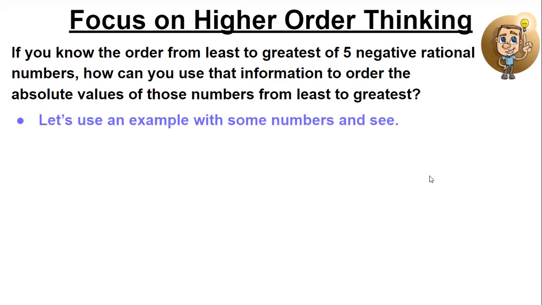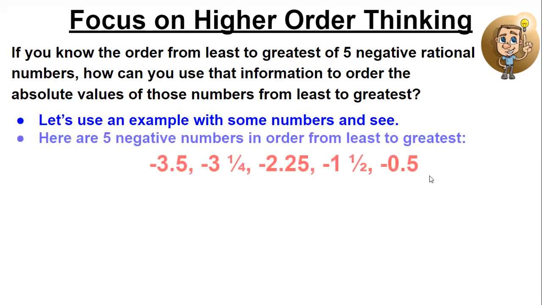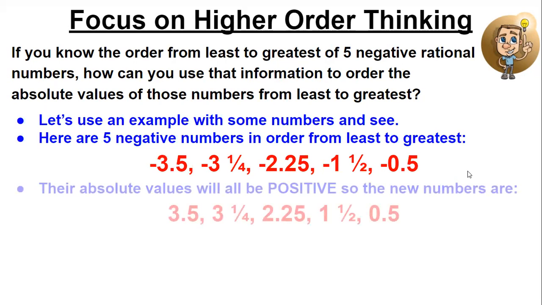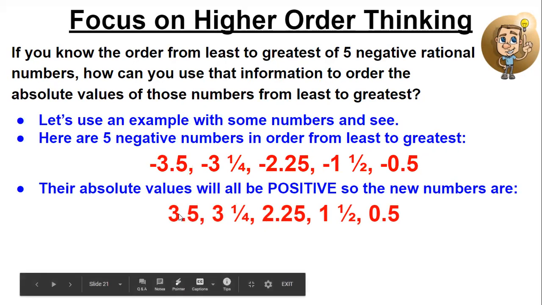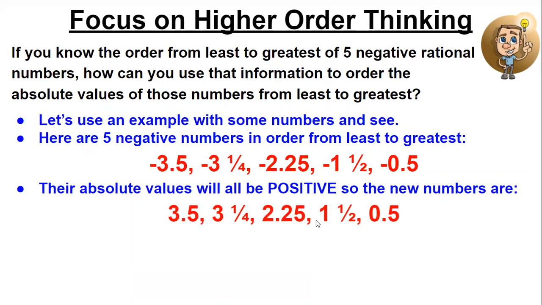Let's do an example to see what happens. So here's 5 negative numbers in order from least to greatest. I've already put them in order for you. This is the least. This is the greatest. Now I want to take their absolute values. Their absolute values will all be positive. So the new numbers are positive 3.5, positive 3 1/4, positive 2.25, positive 1 1/2, and positive 0.5.